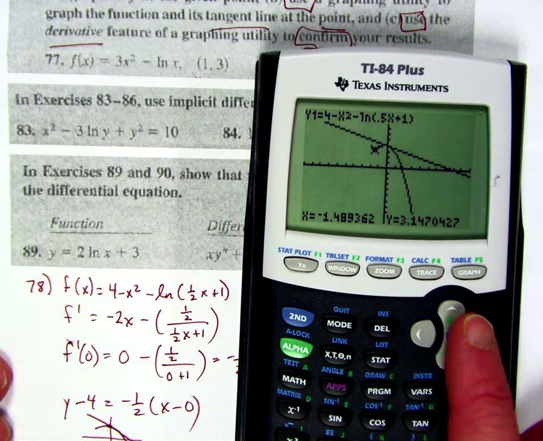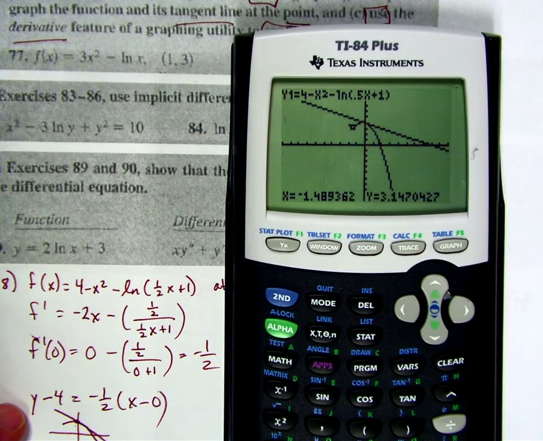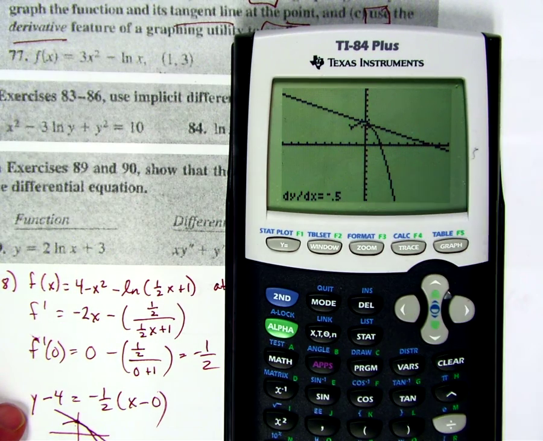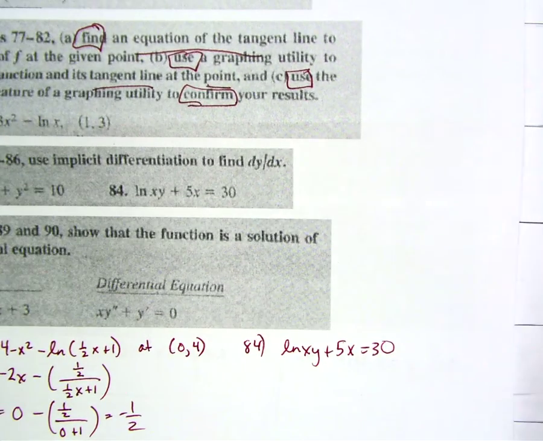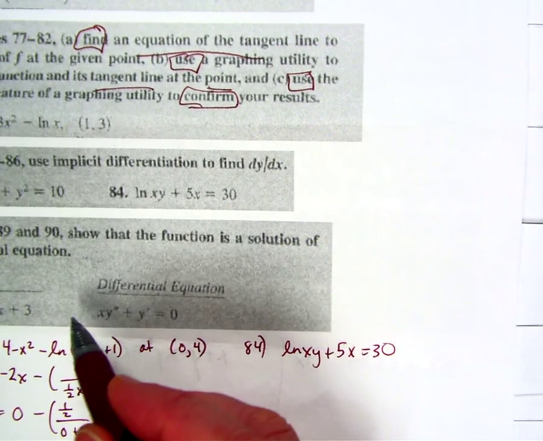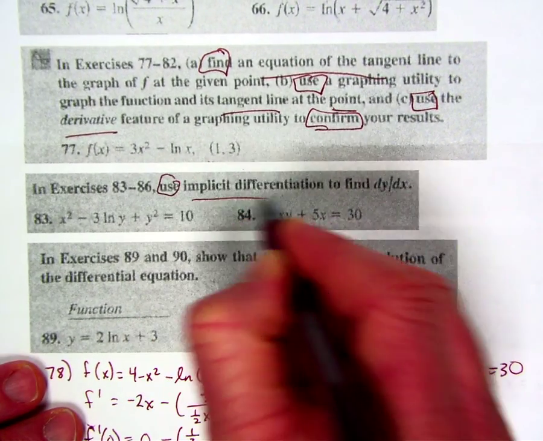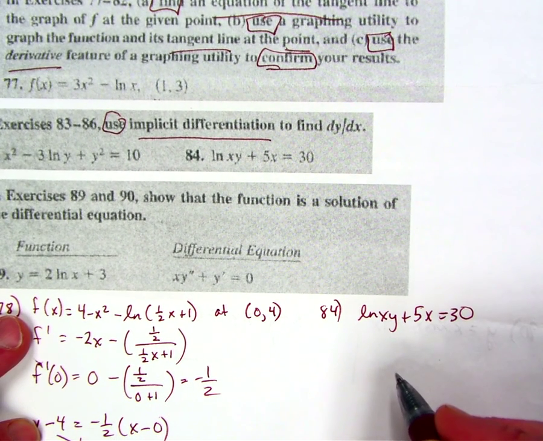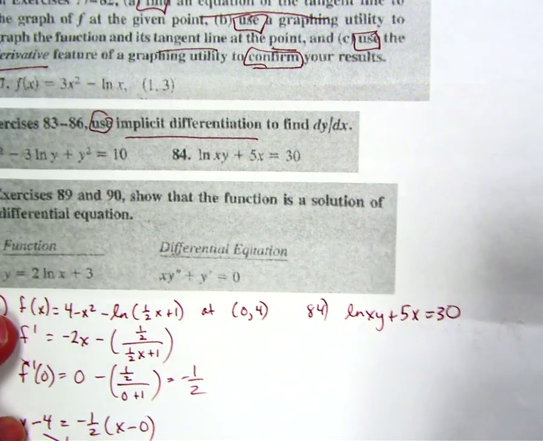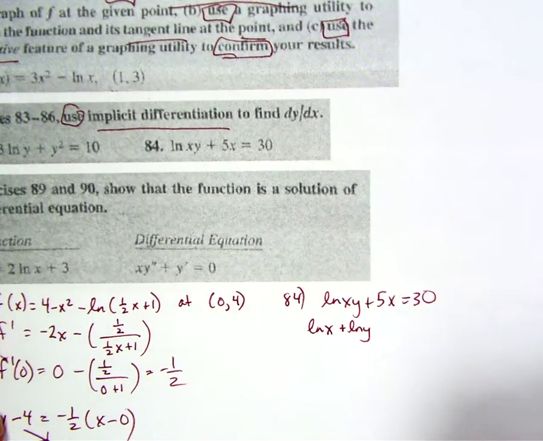You're like, what? Well, this is how you can do it. You go to your calculate derivative and make sure you're on the right function, which we are, and we want to find the derivative at 0 because that was our point. So you enter 0 and it tells you the derivative is negative 1/2, which is what we wanted. Next problem we'll do is number 84. You have to do number 83.